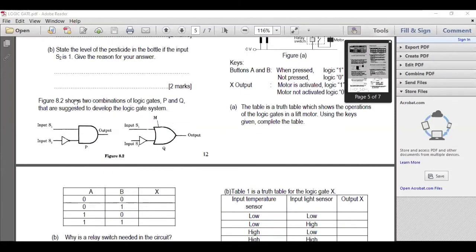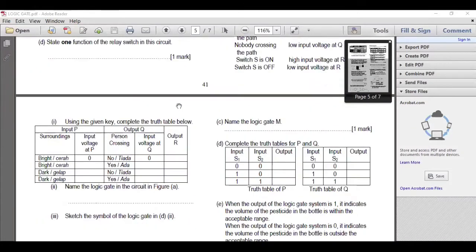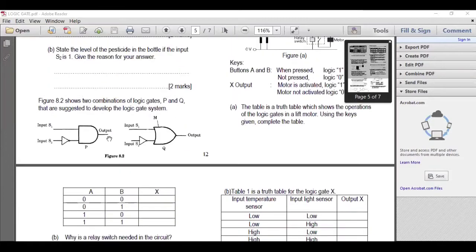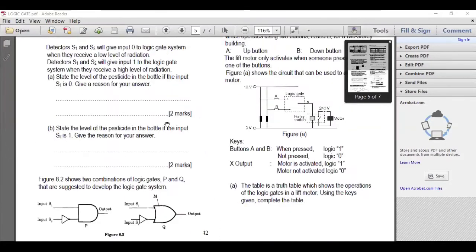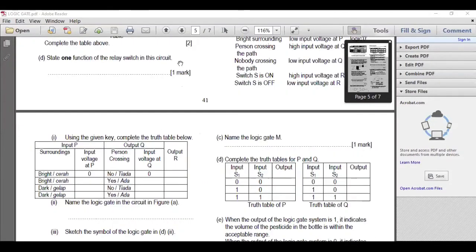Next. Figure 8.2 shows two combinations of logic gates P and Q that are suggested to develop the logic gate system. State logic gate M. M is an OR gate.